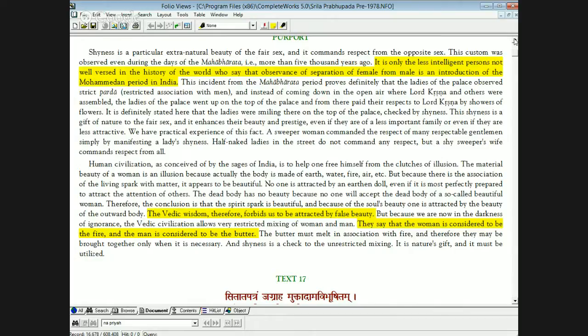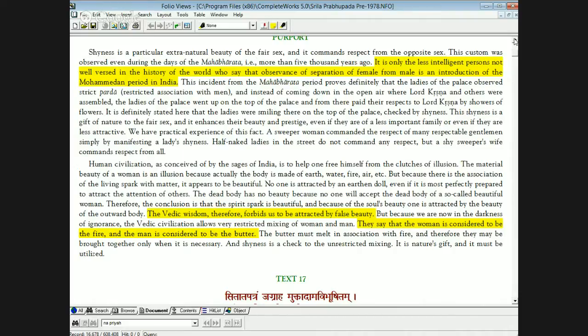Human civilization, as conceived of by the sages of India, is to help one free himself from the conditions of illusion. The material beauty of woman is an illusion because actually the body is made of earth, water, fire, air, etc. But because there is association of the living spark with the matter, it appears to be beautiful. No one is attracted by an earthen doll, even if it is most perfectly prepared to attract the attention of others. The dead body has no beauty because no one will accept the dead body of the so-called beautiful woman. Therefore, the conclusion is that the spirit spark is beautiful, and because of the soul's beauty, one is attracted by the beauty of the outward body.